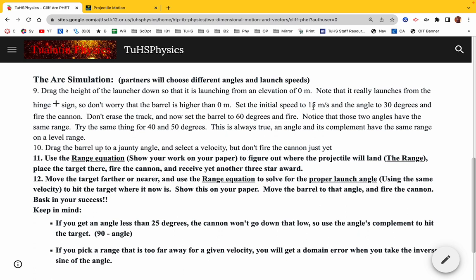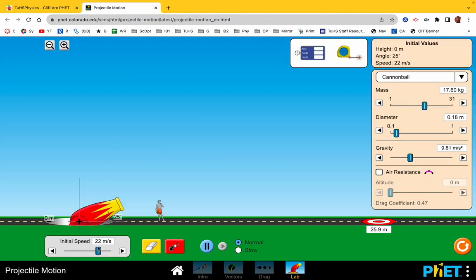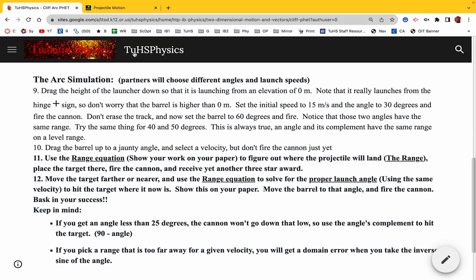Set the initial speed to 15 meters per second and the angle to 30 degrees. All right, so 15. There we go. Let's set this to 30 degrees. There we go. 30 degrees. And fire the cannon. All right, that's easy.